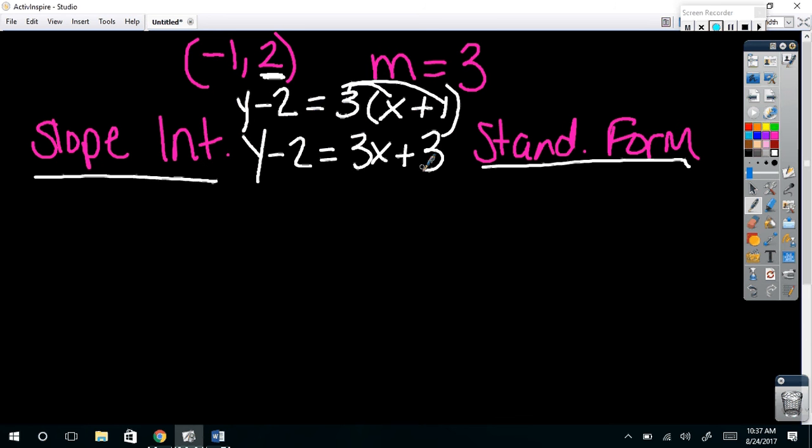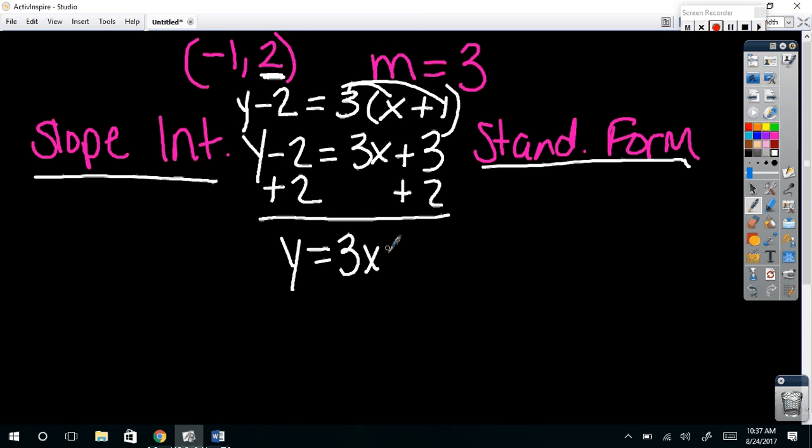3x plus 3. Right. 3x. No, you're right. 3x plus 3. Okay, so then plus 2, you're right. 5 plus 3x equals what? Slope-intercept form. Oh, you're going too fast right now.